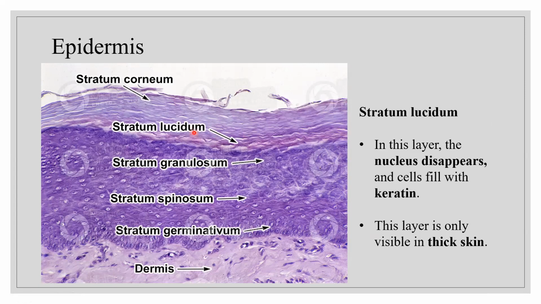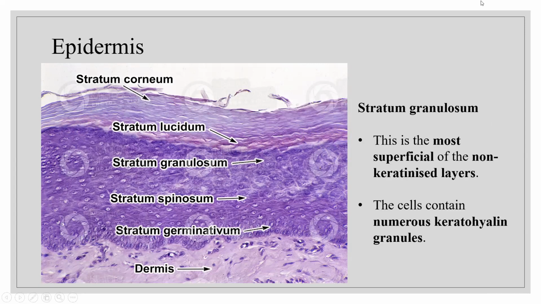The second layer is the stratum lucidum. In this layer, the nucleus disappears and cells fill with keratin. But this layer is only visible in thick skin. Where can you find thick skin again? It's in your sole and your palm. And the stratum granulosum is the most superficial of the non-keratinized layers. The cells contain numerous keratohyalin granules.